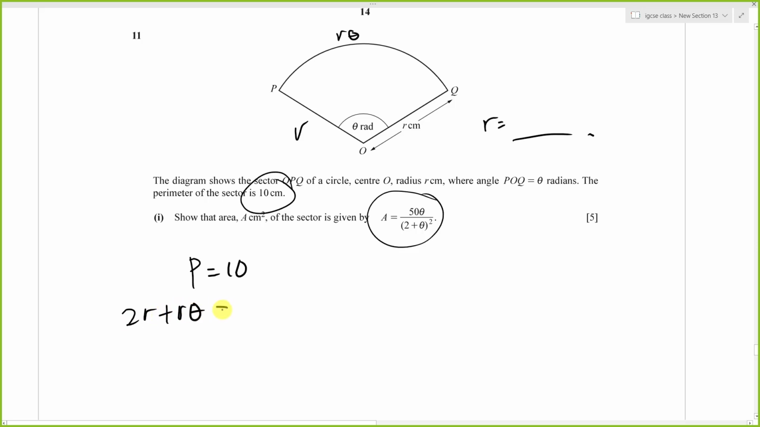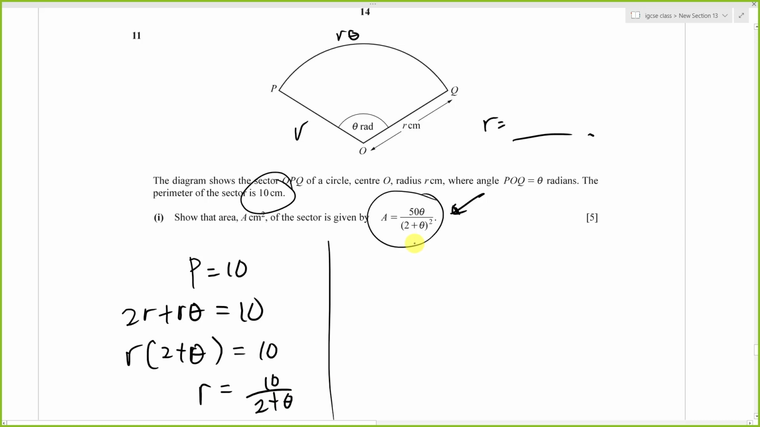2r plus r theta equals 10. Like what I said, you need to make r the subject because this equation doesn't have r. So I factorize: r times 2 plus theta equals 10. r equals 10 over 2 plus theta. Then now I can do area equals half r squared theta. So half r squared, I have the r, 10 over 2 plus theta, squared, times theta.